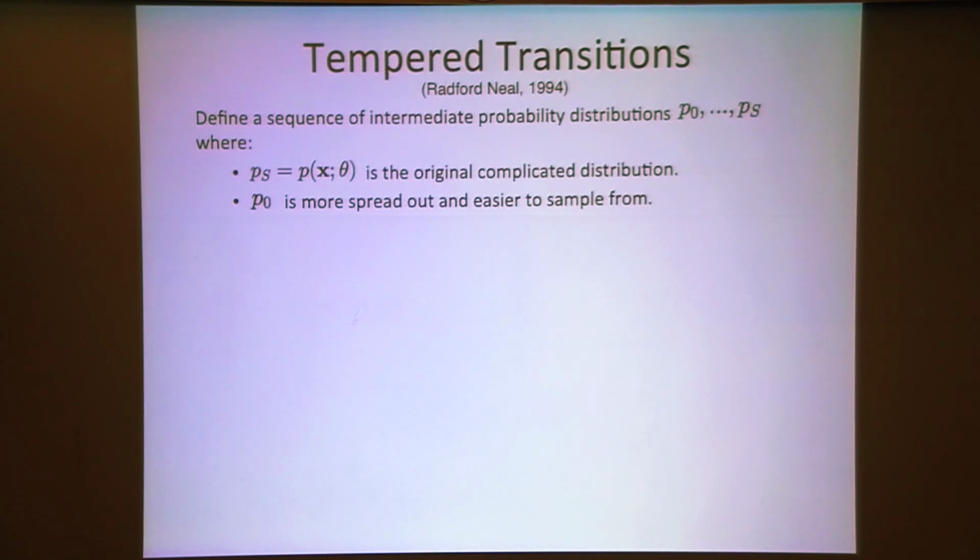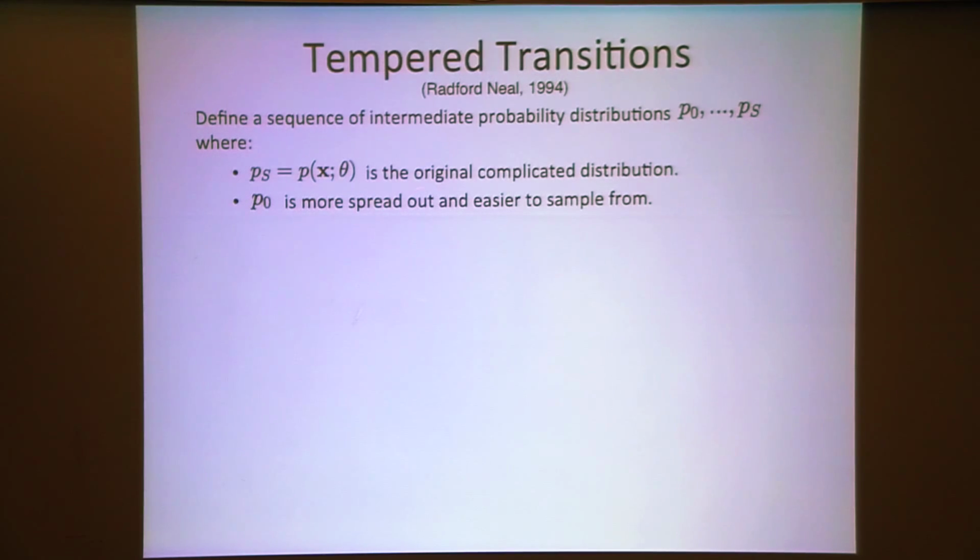One beautiful method for trying to deal with that problem is called tempered transitions. It was proposed by Radford Neal in '94, and it's a fairly simple algorithm. If you actually code it up, it's about 5 lines of MATLAB code, and it works fairly well. The idea is the following.